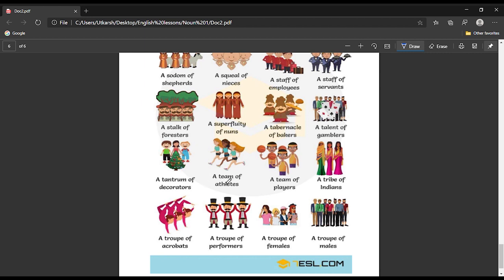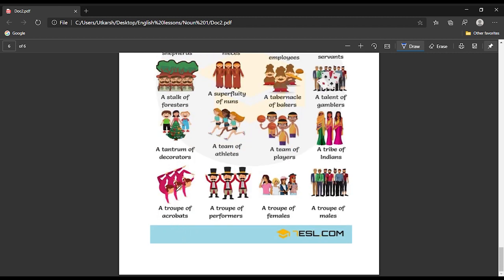Team of athletes, team of players, tribe of Indians, then troop of acrobats. Those who are doing gymnastics or something like that can be called a troop of acrobats. Troop of performers, troop of females, and troop of males. Females standing in a group, you can call a troop of females. Males standing in a group, you can call a troop of males.